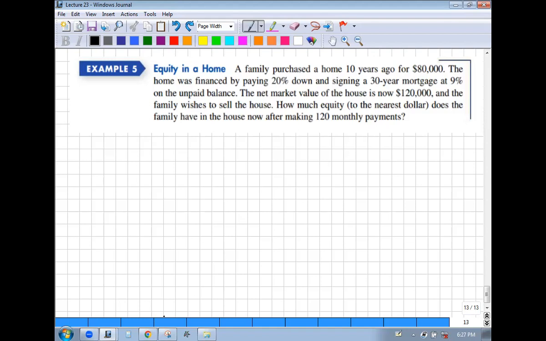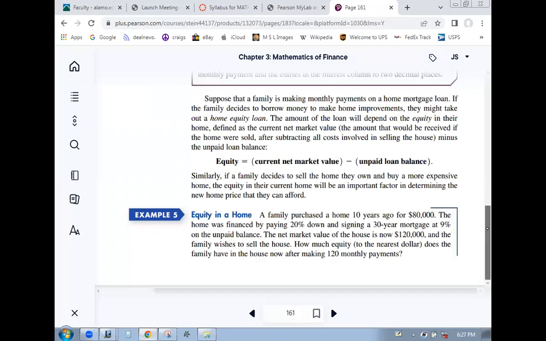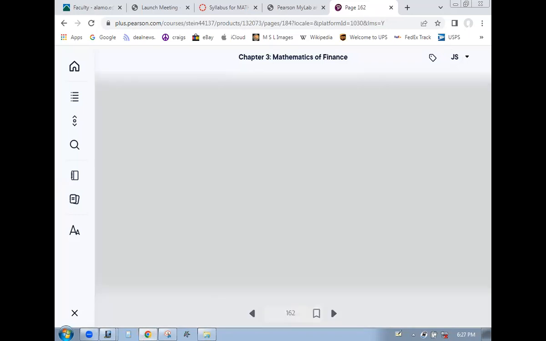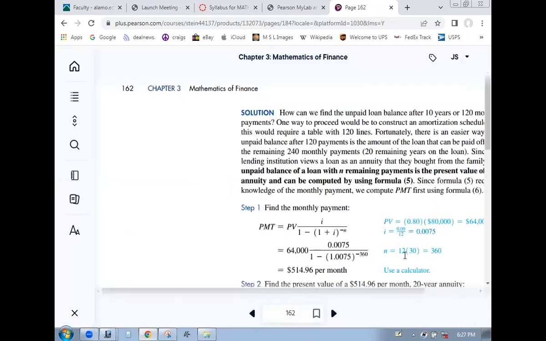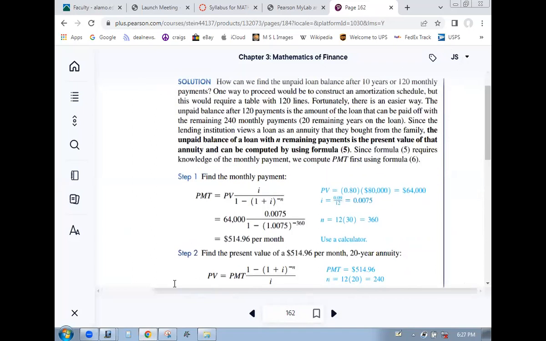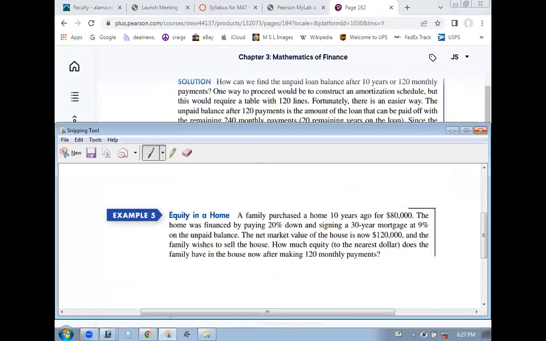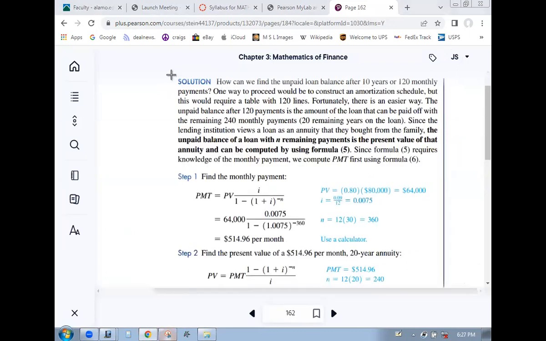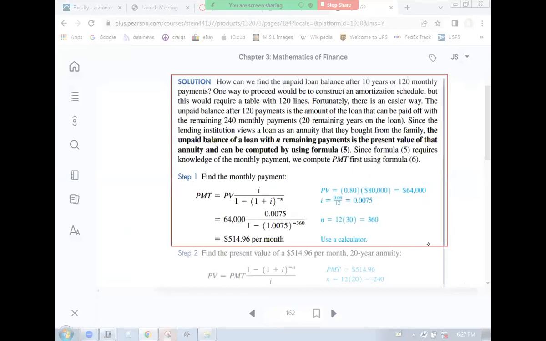All right, so eventually we will get to this section. Go through our steps then.